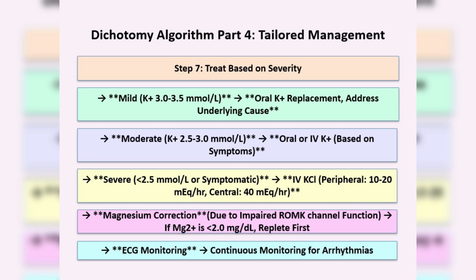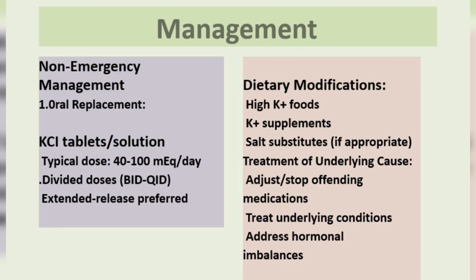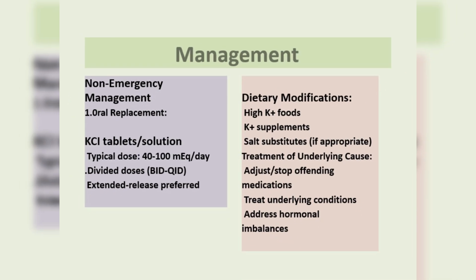Monitor it closely. Constantly. You want to correct the hypokalemia, but you don't want to overshoot and end up with hyperkalemia. Right, that's just as bad. So when it comes to replacing potassium, do we go oral or IV? It depends. If it's mild to moderate hypokalemia, between 3.0 and 3.5 or 2.5 and 3.0, and the patient is stable, oral potassium is usually fine.